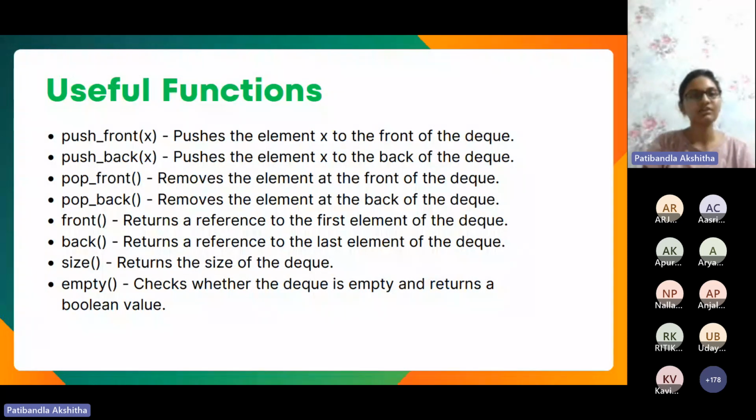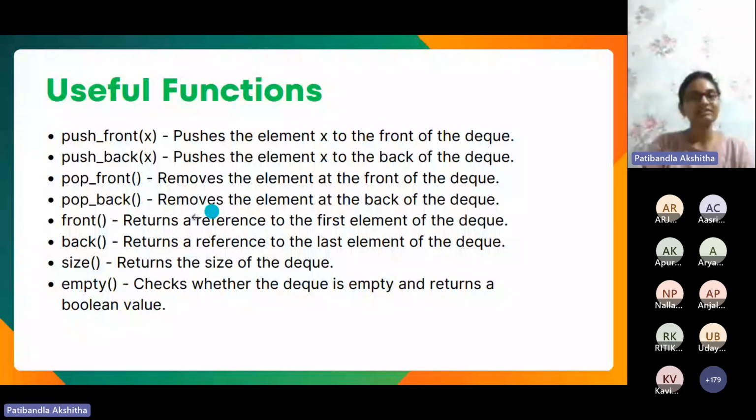So push_front x adds the element x to the front of the deque. push_back x adds the element x to the back of the deque. In a similar way, pop can also be done from either side of the deque. So pop_front removes the element that is present at the front of the deque, and pop_back removes the element at the back of the deque. Front returns the reference to the first element of the deque, and back returns the reference to the last element of the deque.